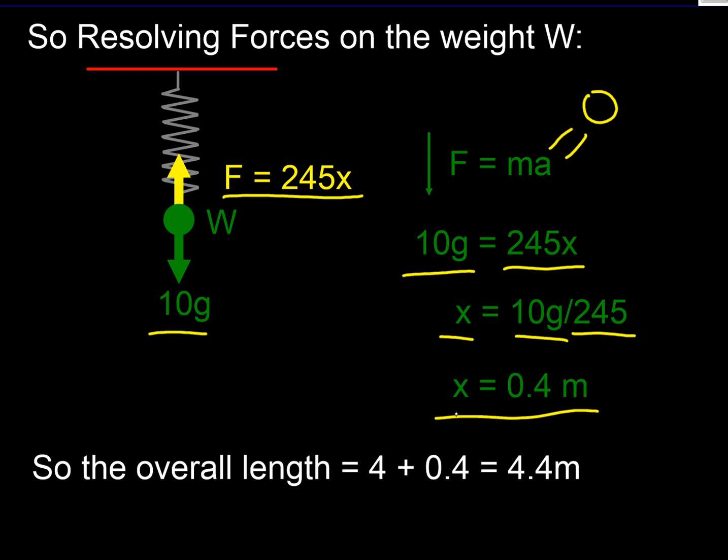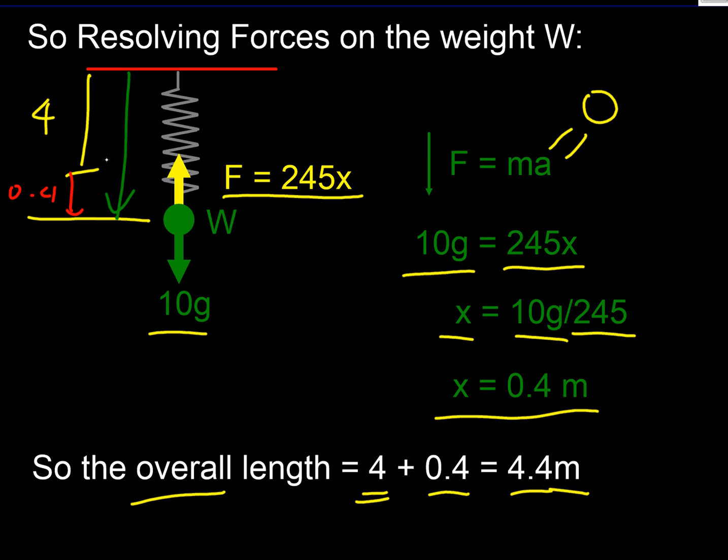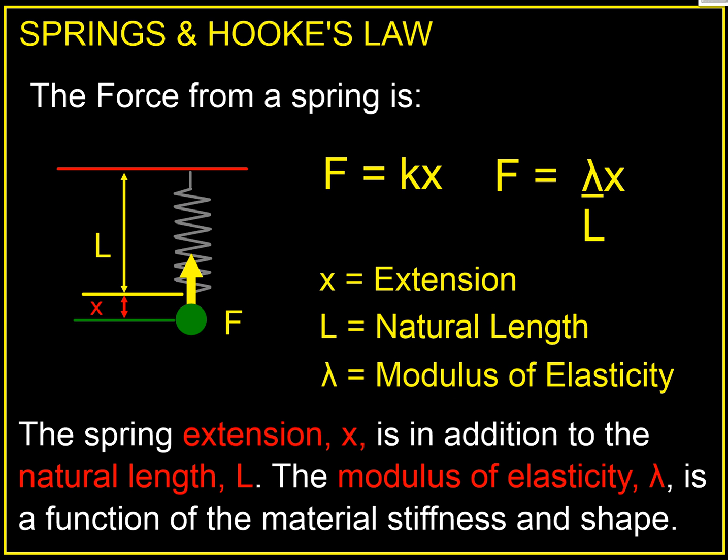And therefore the overall length of the spring is now the original natural length of 2 meters plus the additional 0.4. There'll be an extra 0.4 there, won't there? So the whole thing is now 2.4 meters long. There we go.